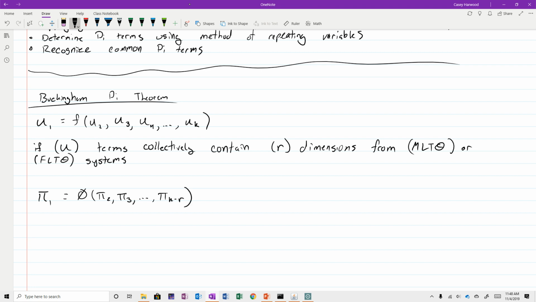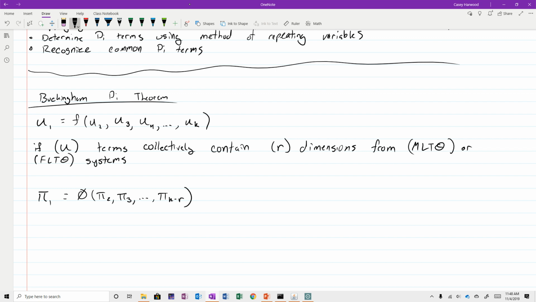In other words, if you find that your group of variables contains r dimensions, then you can reduce the number of variables by r, and each of these resulting pi terms will now be without any dimensions, meaning it's much more amenable to model scaling, testing at different sizes and by playing with combinations of fluid properties, size, flow speeds, etc. So this is the Buckingham pi theorem. Okay, this idea of taking a set of variables and reducing it down by r dimensions.